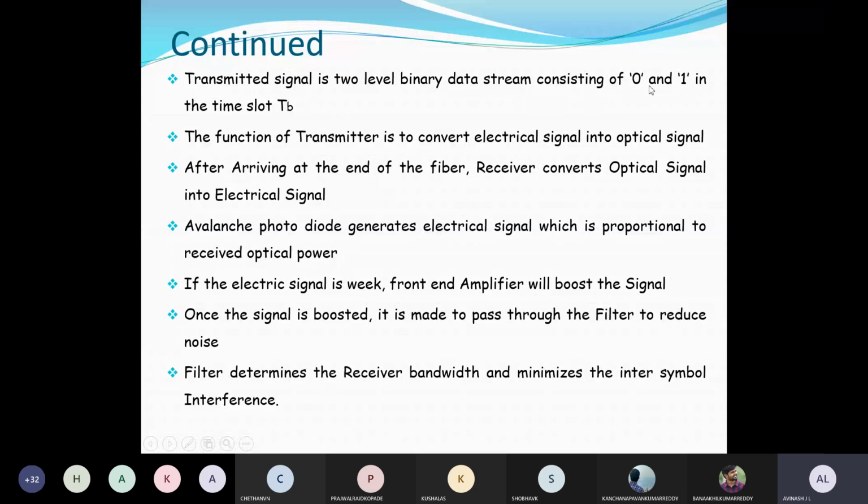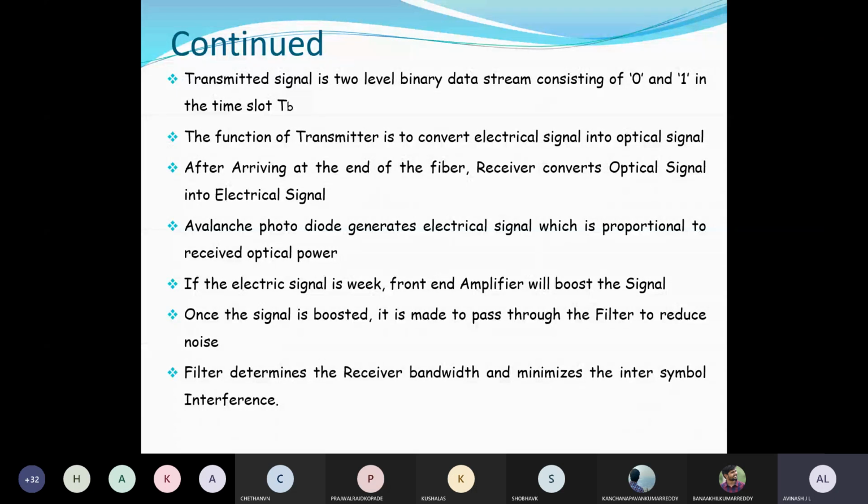The function of the transmitter is to convert electrical signal into optical signal. That is the first thing. When you're talking about the optical transmitter, what is the function? It will transmit. How is it going to transmit? Because we will be having the electrical signal. That electrical signal will be converted into optical signal and then it is going to transmit.